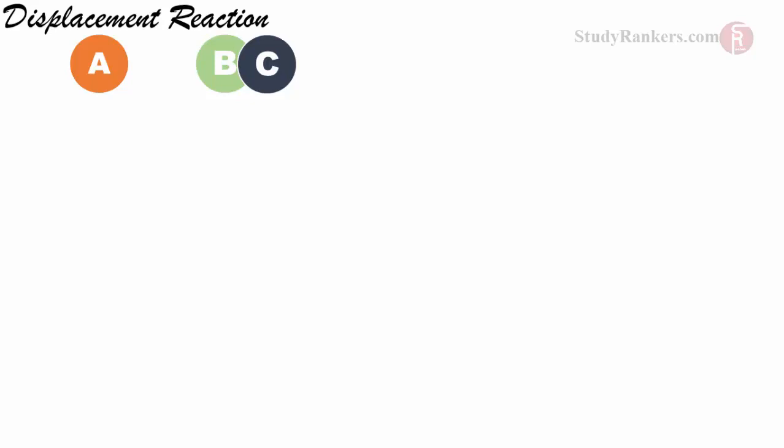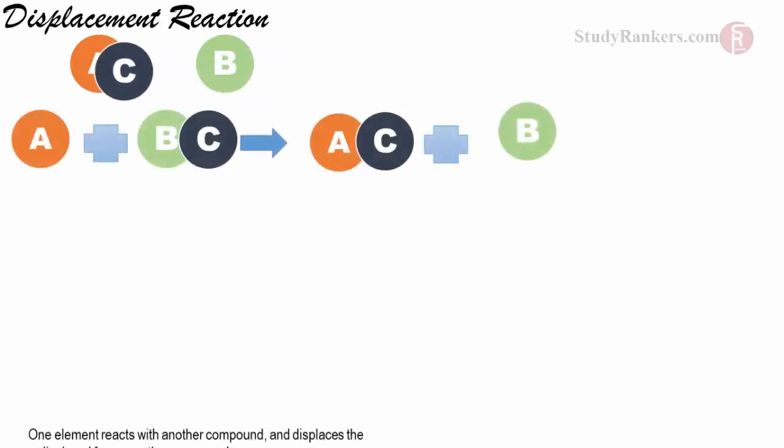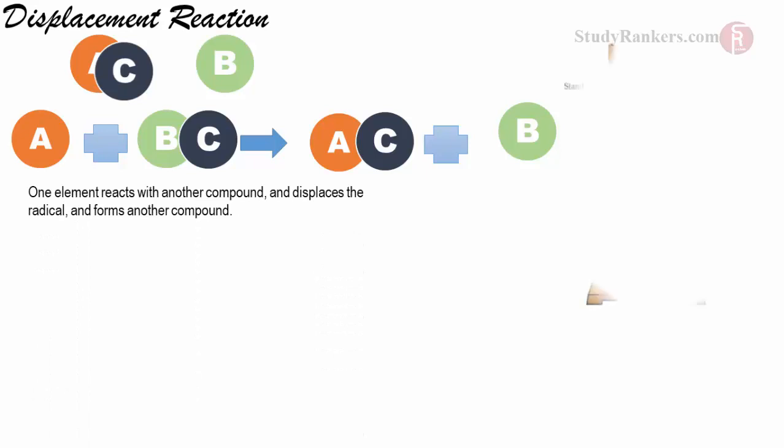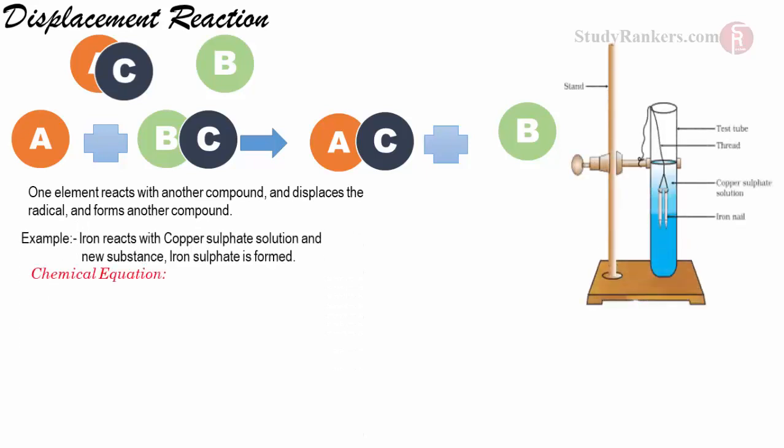In displacement reaction, as the name suggests, one element displaces another from its chemical compound. Iron reacts with copper sulfate solution. New substance iron sulfate is formed. Here is the chemical equation for the reaction.